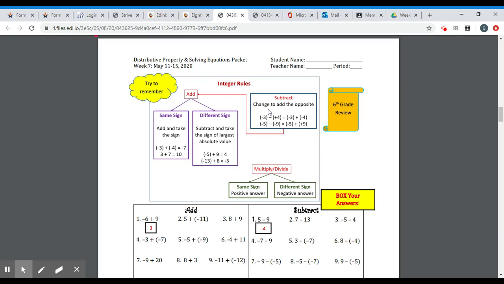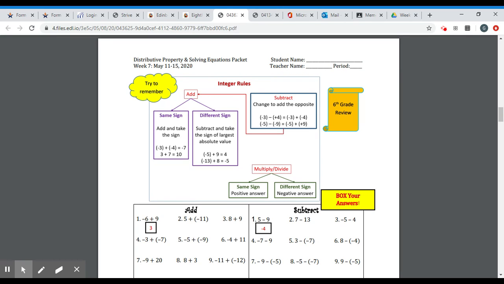If I'm going to subtract, I'm going to change to addition and then do the opposite. So if I have -3 minus positive 4, then I'm going to change the subtraction to addition, and then I'm going to do the opposite of the right side of that. So it would be -3 plus -4, because the opposite of positive is negative. -5 minus -9, I'm going to leave the -5. I'm going to change it to addition, and I'm going to do the opposite. So the opposite of -9 is plus.